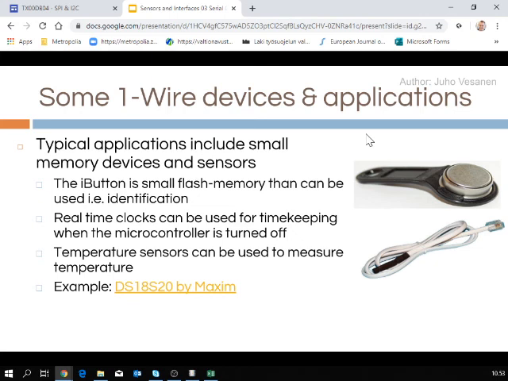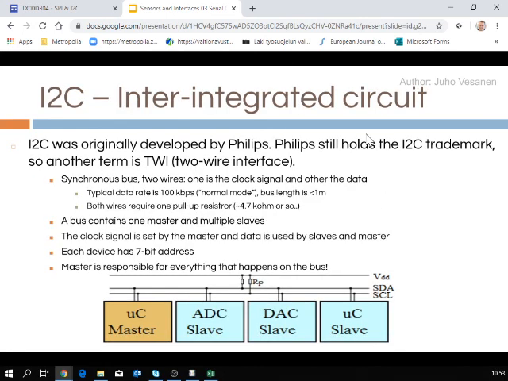Temperature sensors, of course, there are plenty of those. An example, DS18S20 by, basically, Maxim Dallas Semiconductors. Okay.